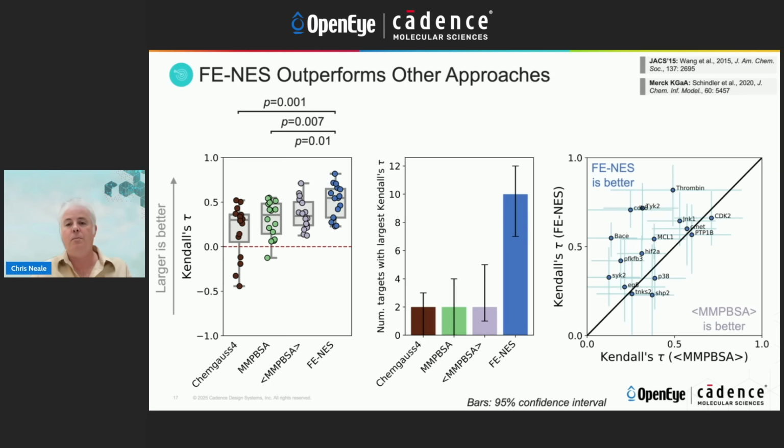Clarify that, I can just show a plot of the Kendall's tau for MMPBSA from MD simulations versus experiment horizontally, versus Kendall's tau for FE-NES versus experiment vertically. Each point is a protein benchmark with all of its ligands. And the fact that these points tend to lie on the identity line or to the upper left indicates that FE-NES is typically the better method, but it's not always the case.